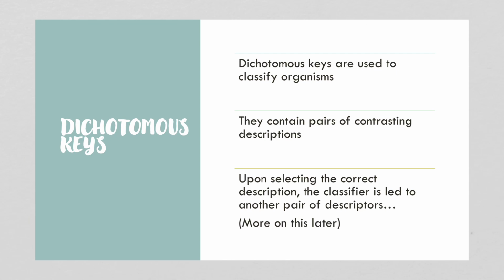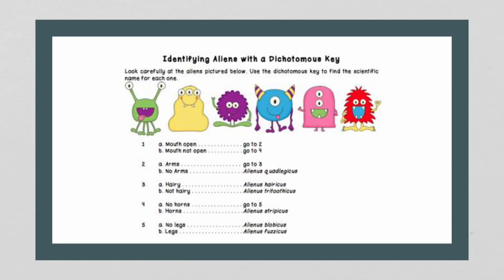We'll spend more time talking about these another day, but dichotomous keys are tools that we use to classify organisms, and they'll contain pairs of contrasting descriptions. When you read a description, you'll be directed to another pair of descriptors, and eventually you'll land at the spot where it'll tell you what organism you have identified. This is an example of a dichotomous key where you can classify aliens. The first question is asking if the mouth is open, and they would tell you to go to number 2. If the mouth wasn't open, you would go to number 4, and so on. And eventually you would have all your characteristics.